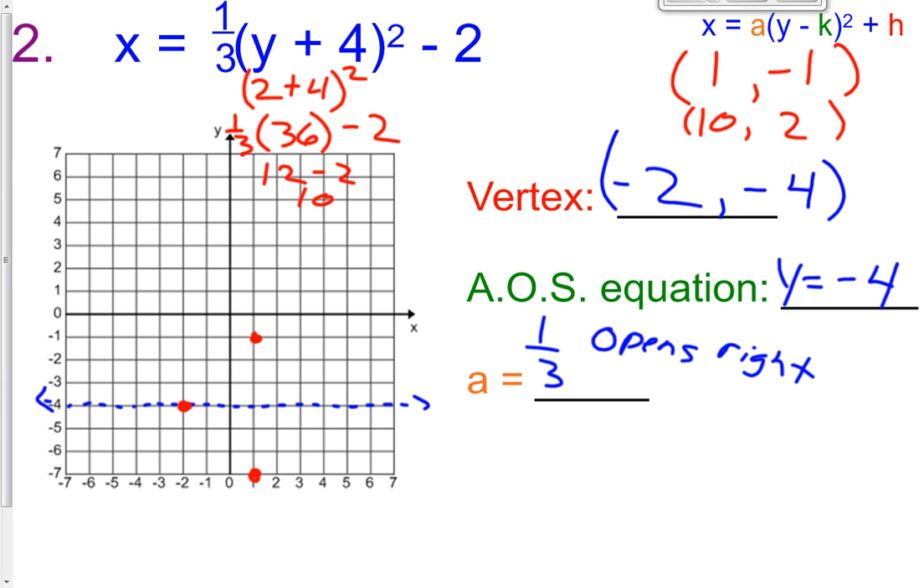So 10, 2. Let's go right 1, 2, 3, 4, 5, 6, 7, 8, 9, 10, up 2. Somewhere right in there, and then obviously the same point on the other side. So here is what our parabola would then look like.